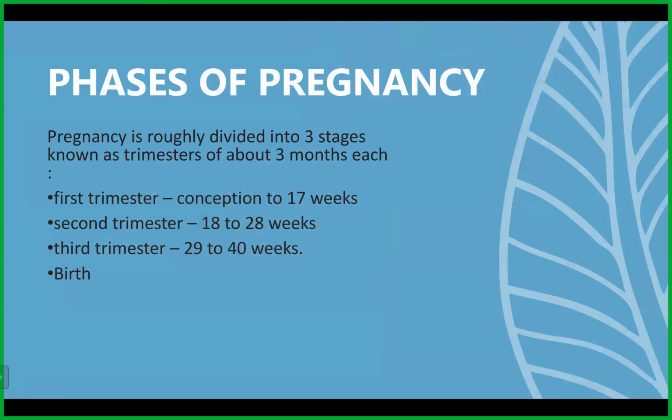So now, next, we are going to speak about the phases of pregnancy. As we all know, there are three trimesters: first trimester, second trimester, third trimester, and then it is the birth, and then the postnatal period will come here. So it is divided into three stages. The first trimester is from conception to 17 weeks. The second trimester is 18 to 28 weeks. The third trimester is 29 to 40 weeks.